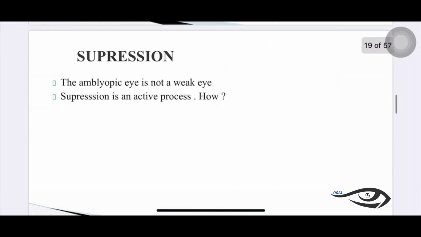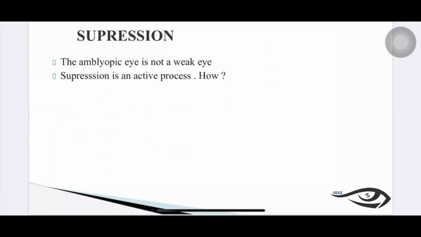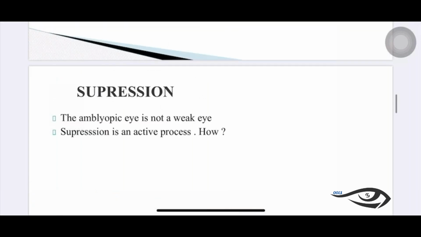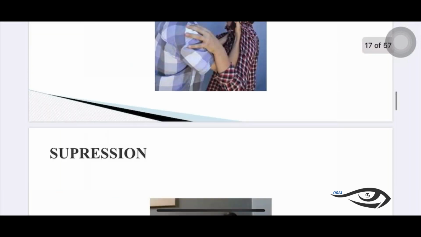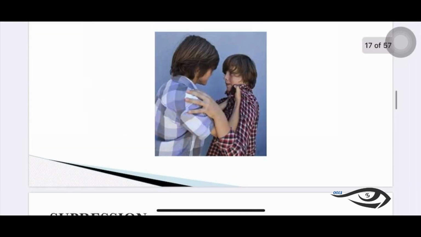One more thing I want to tell you about suppression. An amblyopic eye is not a weak eye. Suppression is an active process. How? If we are talking about suppression, it is again an active process. Let's talk about this guy. If he can't fight with this other guy, it doesn't mean he is not able to fight ever.